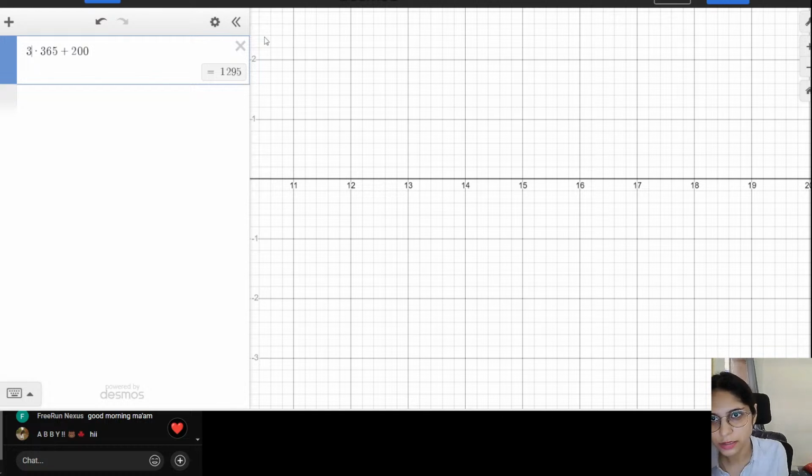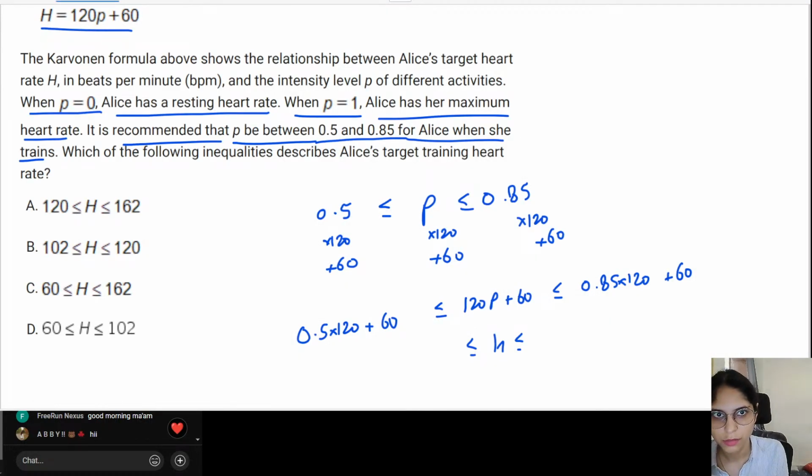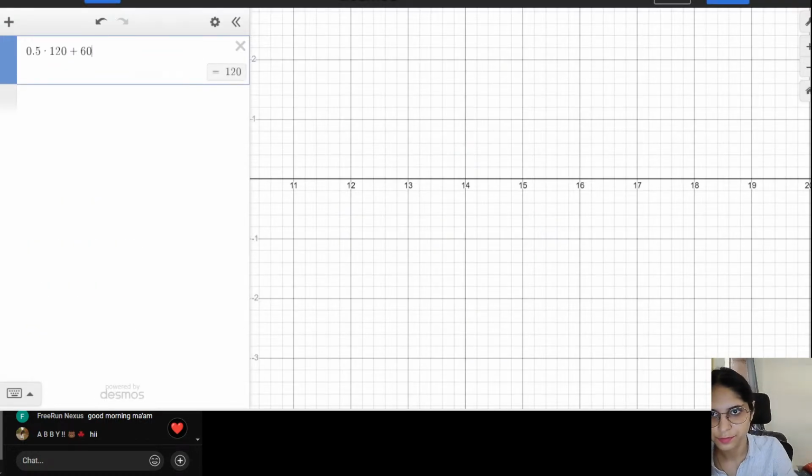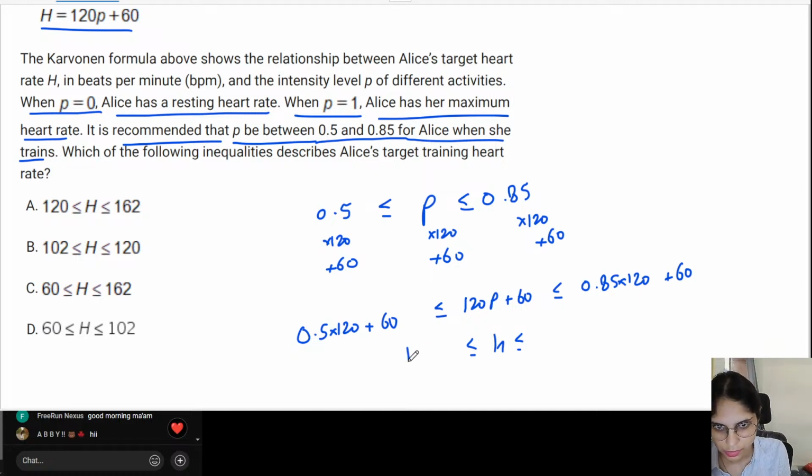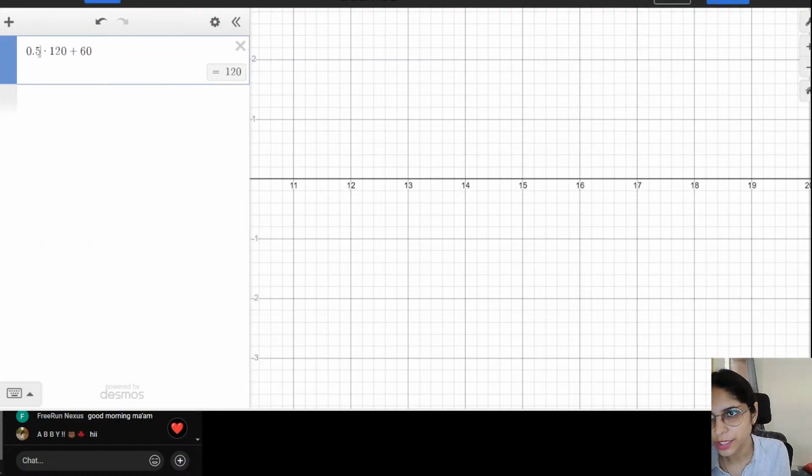So now again we'll just calculate 0.5 times 120 plus 60, 120. There's only one option. This is option A. So when you type 0.85, it's 162.